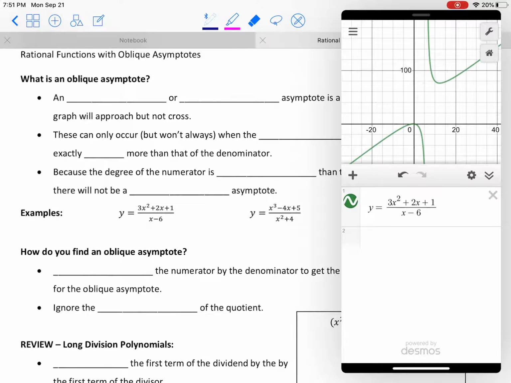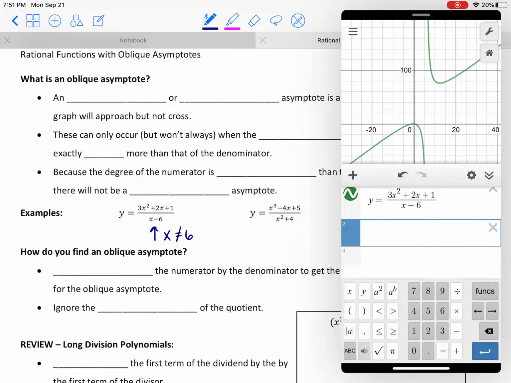Now, one piece of this does hopefully make sense. The denominator still can't have an x value of 6, so if x can't be 6, we should still see a vertical asymptote at x equals 6, and we in fact do. But remember what happens when the degree of the numerator, which here is 2, and the degree of the denominator, here 1. When the degree of the numerator is bigger than the degree of the denominator, there is no horizontal asymptote. And hopefully we can see that here. There isn't any place I could put a horizontal line that would match up with those branches.